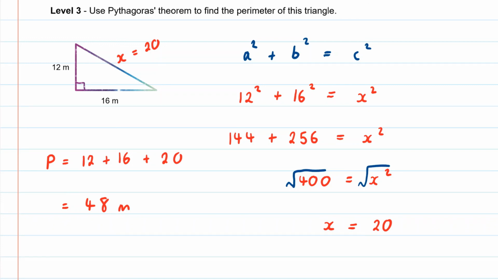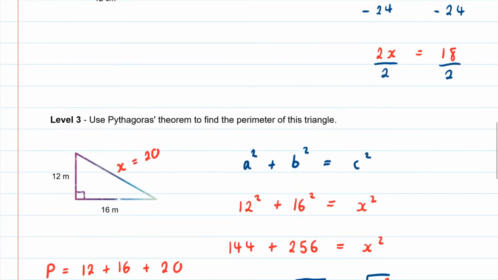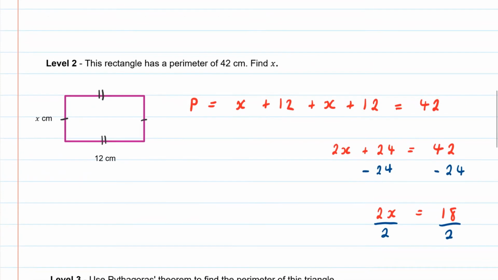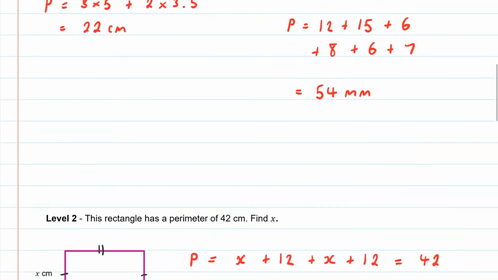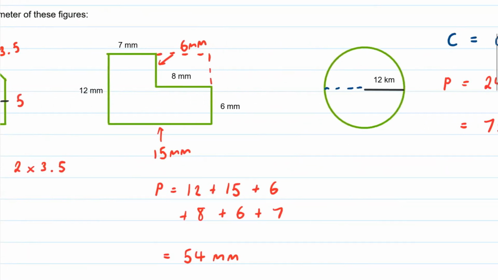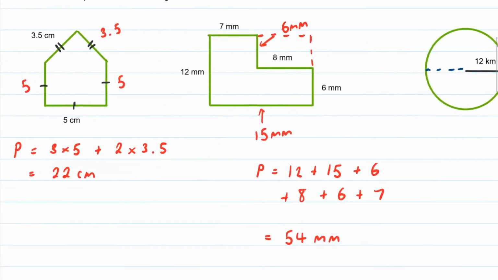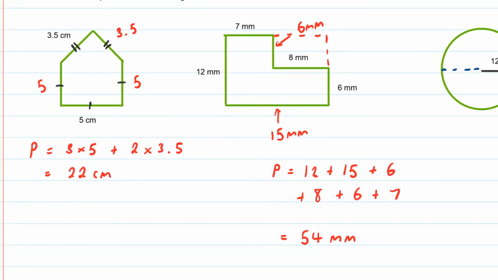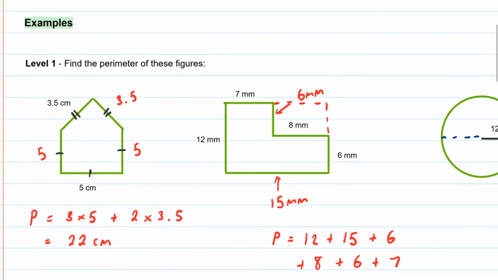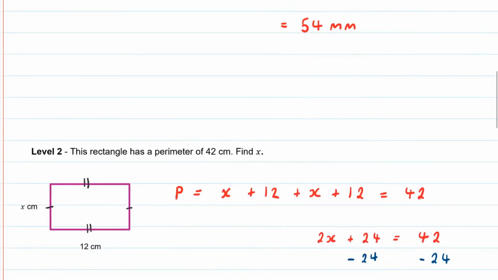Okay, cool. So as you can see, even though perimeter itself is a pretty straightforward concept, just adding up numbers, you can see some pretty tough examples applied where you need to know a bit of algebra, a bit of Pythagoras, or even some formulas like with the circle. Okay, so hopefully that's a bit of a refresher.